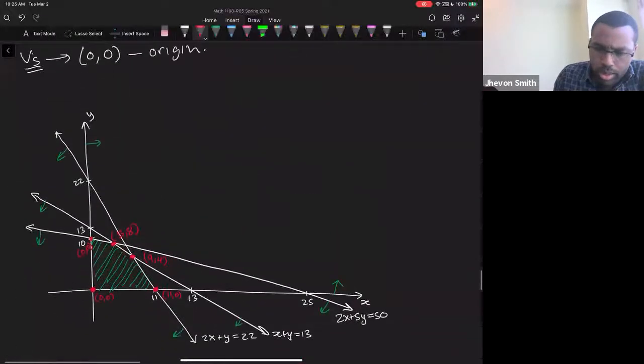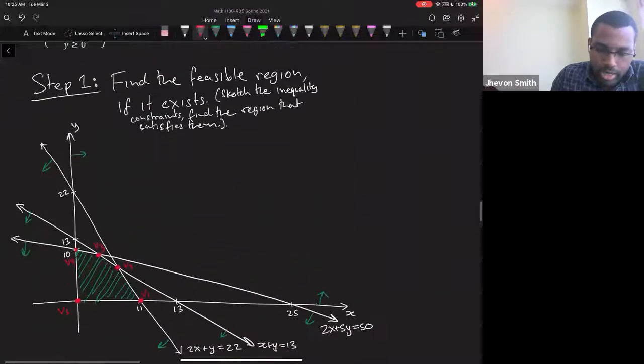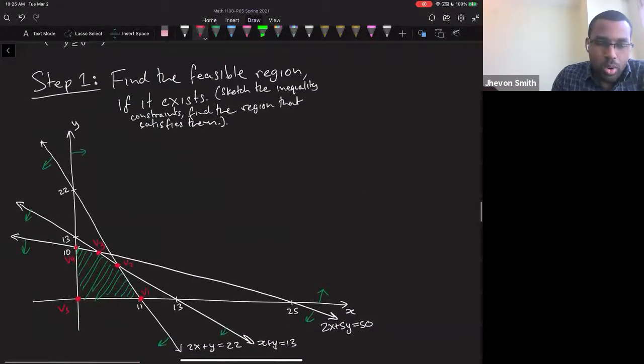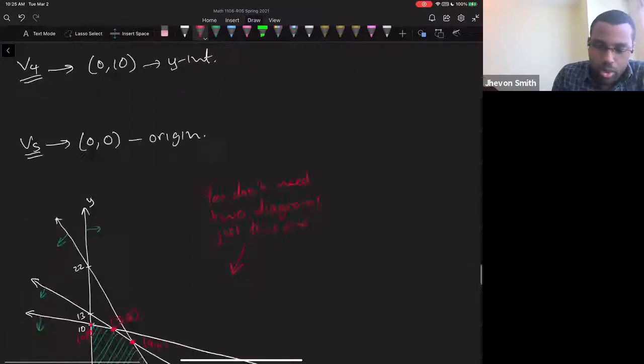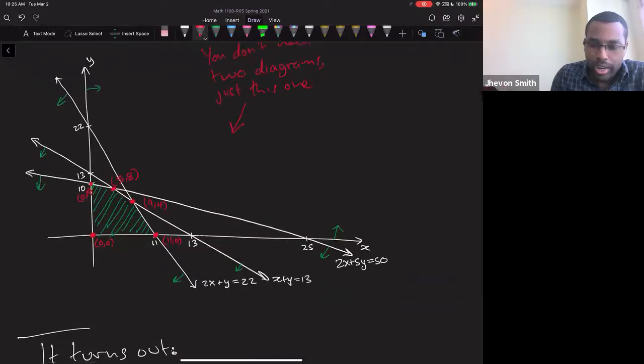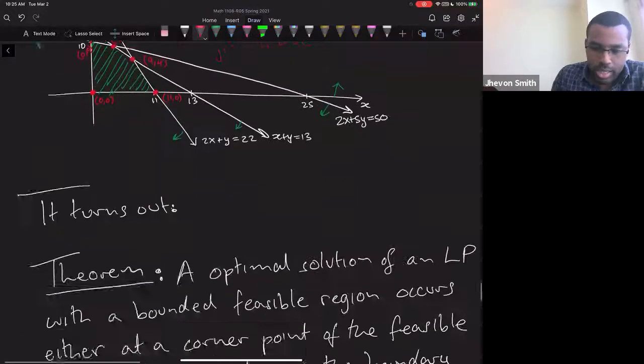Also, I should point out, you don't need two diagrams. Just this one. Up here, it's the same diagram. It's just that I didn't label the coordinates yet, whereas here, I have the coordinates labeled. So you just want a fully labeled diagram. You only need one of these.